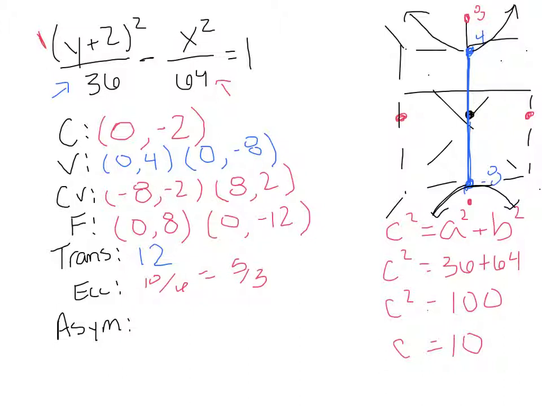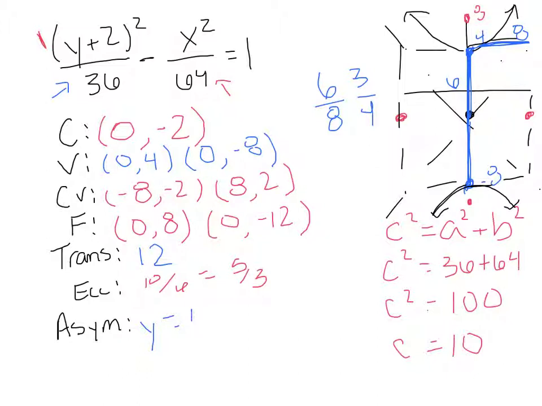Now for the equation of those asymptotes. This is the tricky part. Y equals. Now we need to find the slope. The slope is the change in y over the change in x. So that's why I like the rectangle. It's easy to see that my change in y and change in x are just a and b. In this case, the change in y is 6, and the change in x is 8. So our slope is 6 over 8, which simplifies to be 3 over 4.